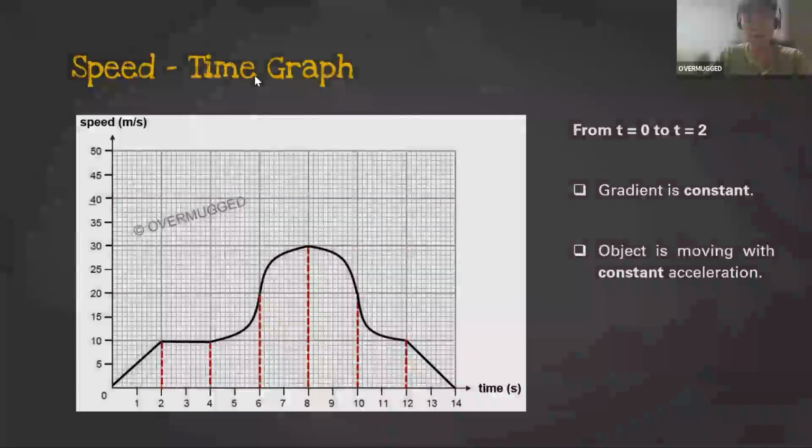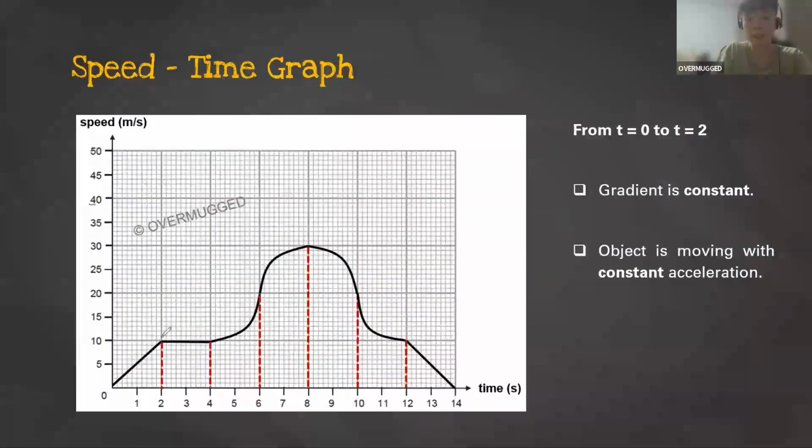There are a lot of regions over here. So T0 to T2. What does my gradient represent now? For a speed time graph, the gradient represents acceleration. The gradient represents acceleration for a speed time graph. My gradient is constant, steepness of slope is constant. Therefore, my object is moving with constant acceleration.